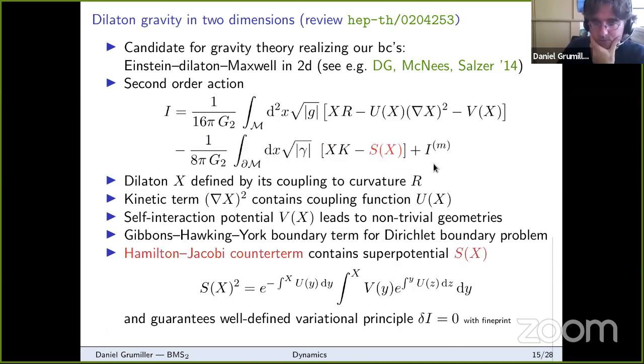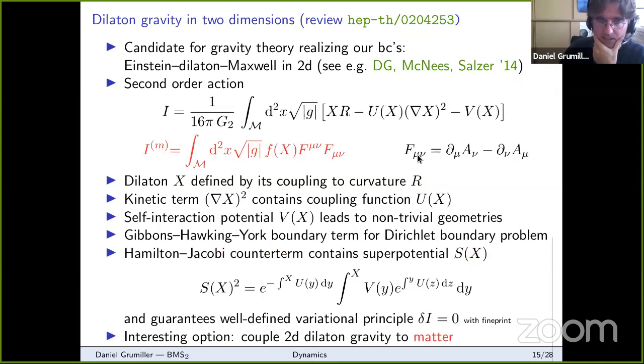And an interesting option is to couple dilaton gravity to matter, and I have specified the matter action here explicitly. So for the matter action, we're using Maxwell's theory. So we have an abelian connection A, F is the field strength of it, and small f of x is some coupling function. So then we have a third coupling function which we can tune to do model building.